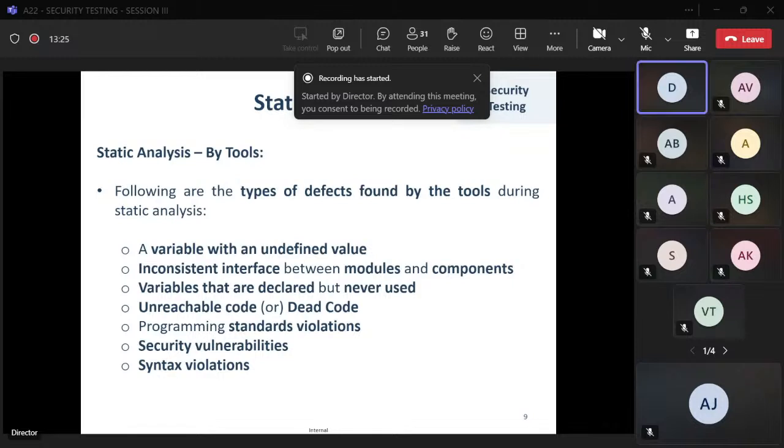Unreachable code, dead code. Sometimes the logic may not be hit by the application program, and those codes are called unreachable code or dead code. Then programming standard violations. There will be a programming standard, and any kind of violation can be identified. Security vulnerabilities, very specifically some application-related vulnerabilities, then syntax violations or errors or even typo errors. So these are the various types of defects that can be identified when we use the static testing methodology.